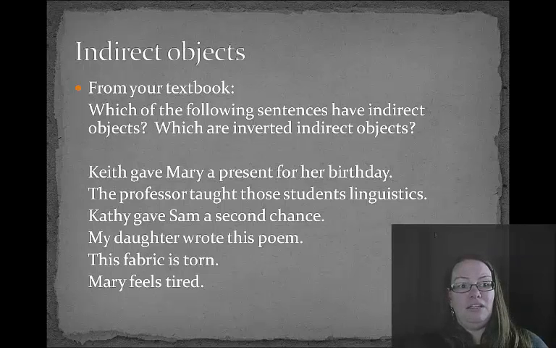Let's take a look at Mary feels tired. Okay, Mary feels tired. First of all, do we have a noun phrase that comes after the verb? Our verb is feels. Well, we have tired, which is an adjective, but it sort of looks like a noun phrase in this case. But it's not a person or a place or a thing. It's just giving us information about Mary. So no, it doesn't appear to be the indirect object. It is a subject complement with a linking verb, feels.